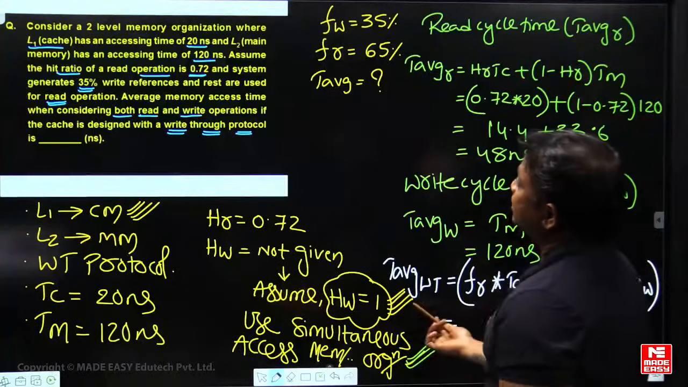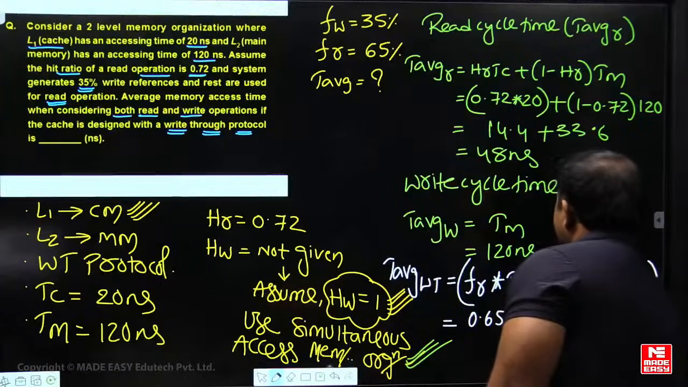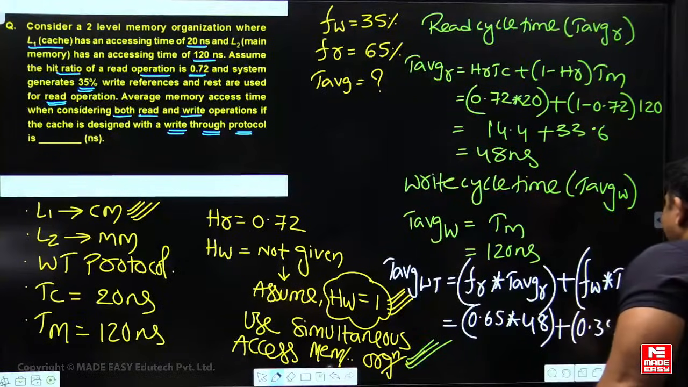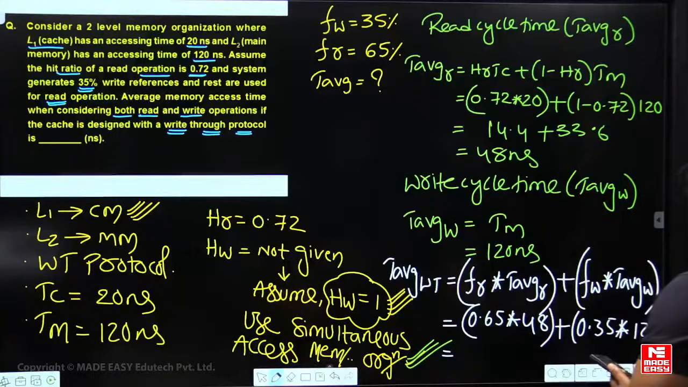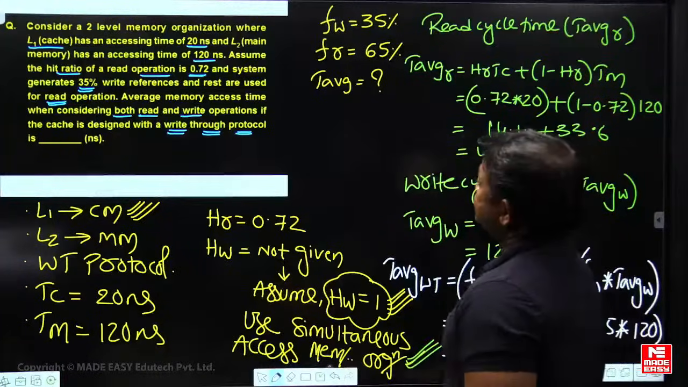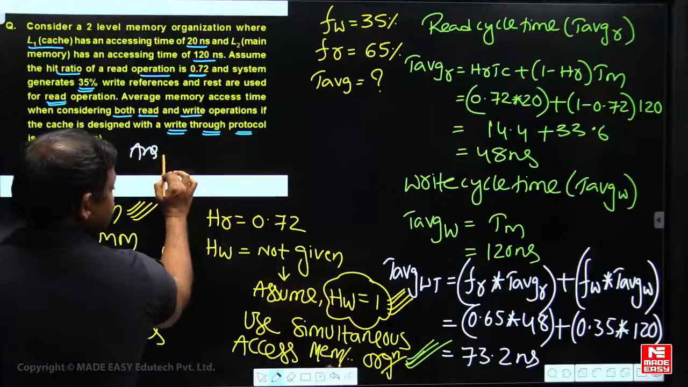So frequency of read, how much? 0.65 into read cycle time 48 plus frequency of write 0.35 into write cycle time 120. Compute that. 0.65 into 48 plus 0.35 into 120. This is equal to 73.33.